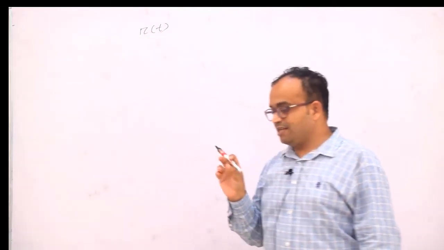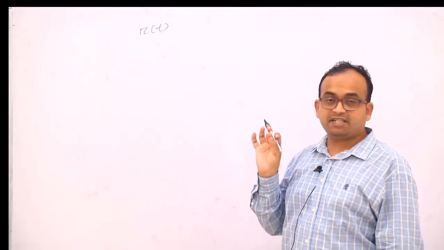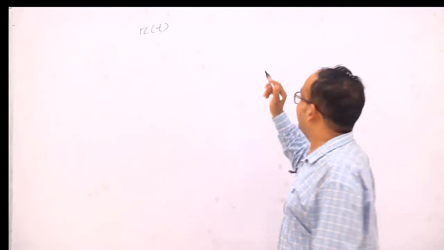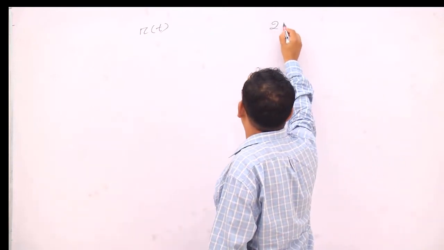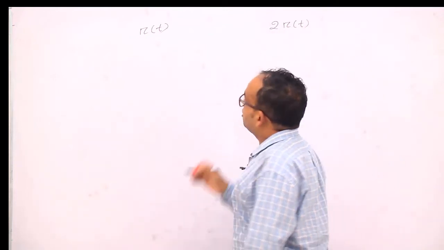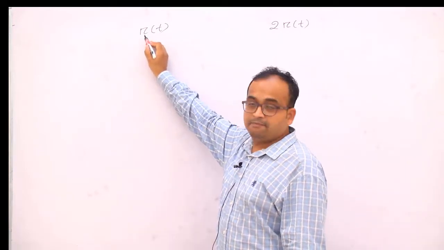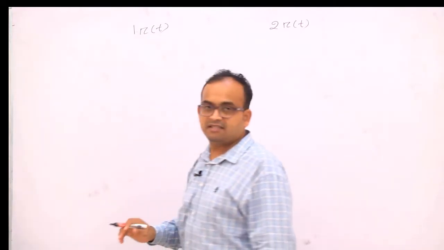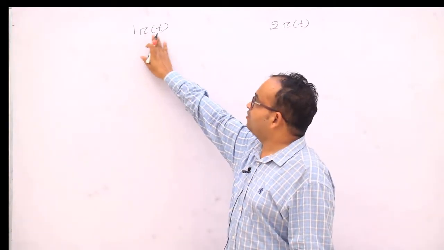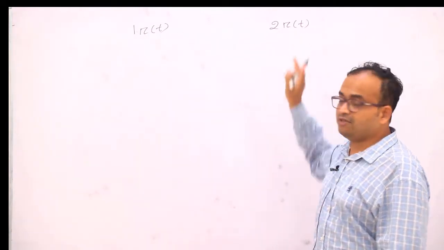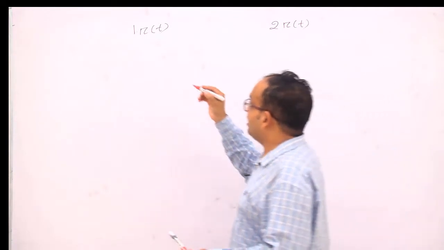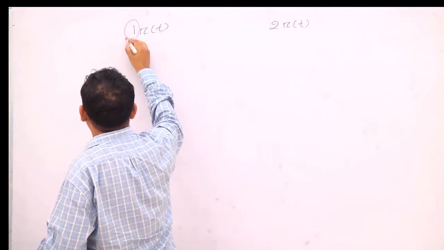I am drawing two signals here. Try to understand, very simple thing. I am drawing here r of t and 2r of t. What is the slope here? Before r of t, 1 is multiplied, and in the other, 2 is multiplied with r of t. Remember that here, 1 is not the amplitude, 1 is the slope.